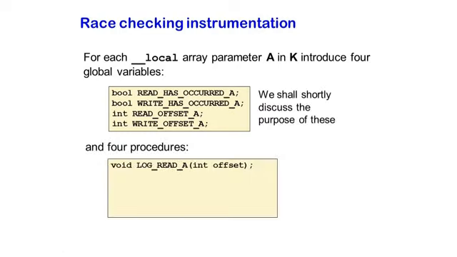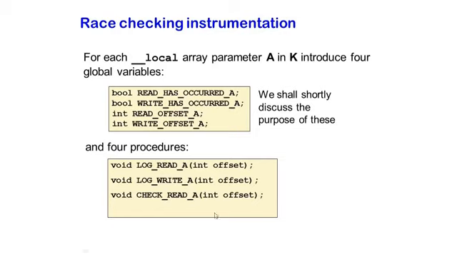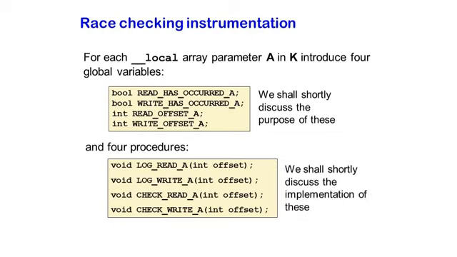And then we also introduce 4 procedures. Log read A, which takes an int offset, and it logs the fact that a read from A at offset was made. Log write A, which is similar. And then check read A, which takes an offset, and it checks whether at the time this procedure is called, it would be okay to read from A, that this would not cause a data race. And similarly, check write A. And I will show later on how these procedures are implemented to perform race checking.